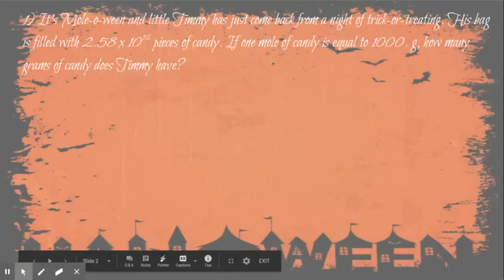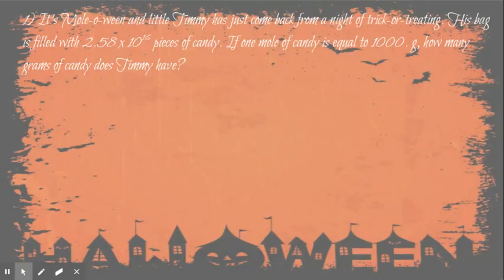Okay, so problem number 1. It's Halloween and little Timmy has just come back from trick-or-treating. His bag is filled with 2.58 times 10 to the 16 pieces of candy. If 1 mole of candy is equal to 1,000 grams, how many grams of candy does he have?